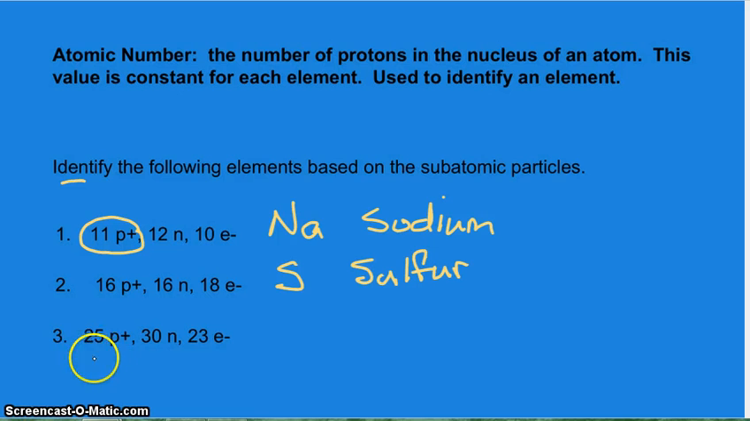And now I want you to actually see if you can identify number 3, the element that has 25 protons, 30 neutrons, and 23 electrons. And go ahead and write that into your notes.